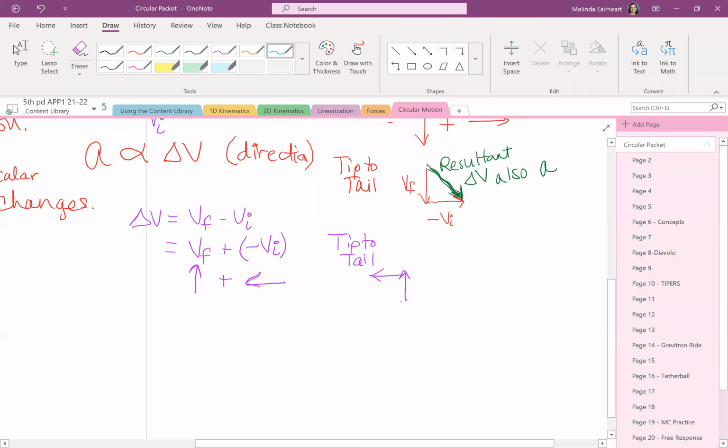And notice up and left is the same thing as northwest, correct? And so again, that's also the direction of your acceleration, because the time doesn't have any direction. The direction of your acceleration is based on whatever direction the velocity is changing.